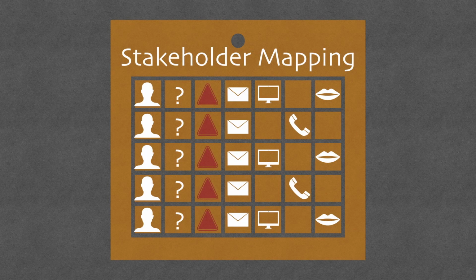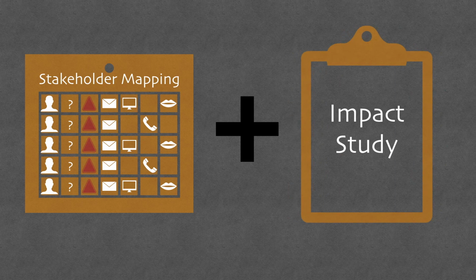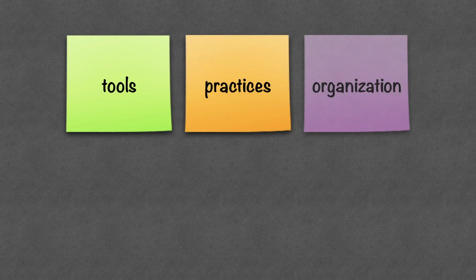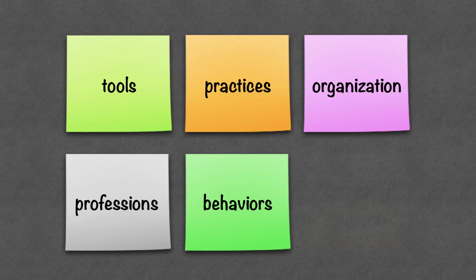Next, go back to your stakeholder mapping, which we have already discussed in previous videos. For each category of stakeholders, define the changes they will have to integrate. For this, you can refer to your first impact study, which we also have already discussed in the corresponding video. As a reminder, the different changes are listed in terms of tools, practices, organization, jobs, behaviors, and corporate culture.